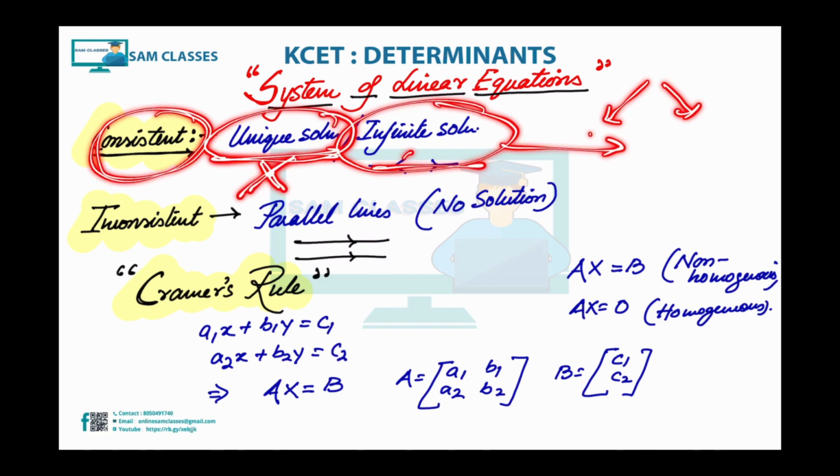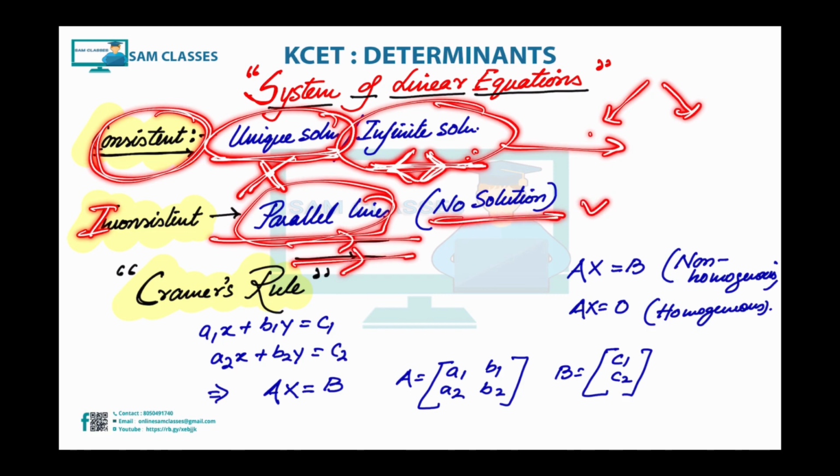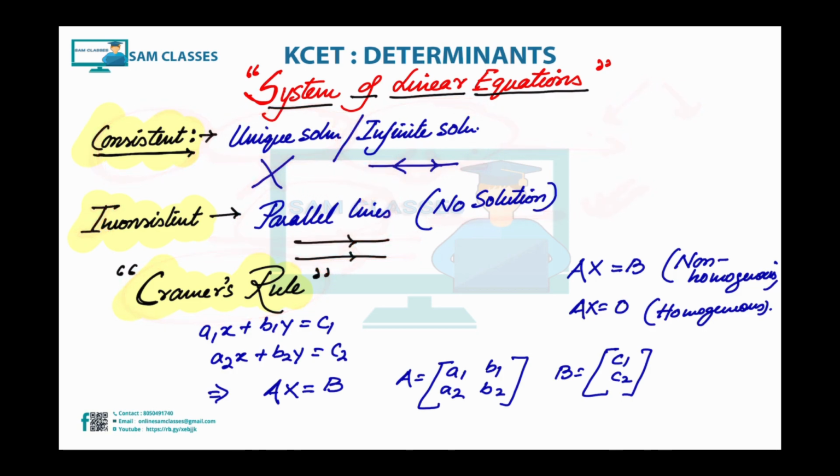Intersecting lines, 1 point, which in 9th we did for 2 lines, we used to do like this. Okay, infinite solution like this, one line overlapping on the other. Inconsistent means what? There is no solution. So parallel lines, they never meet, so no solution. Okay, so just shown for a 2 cross 2. Okay, now let's see the Cramer's rule part.